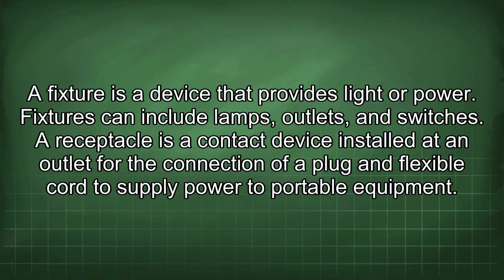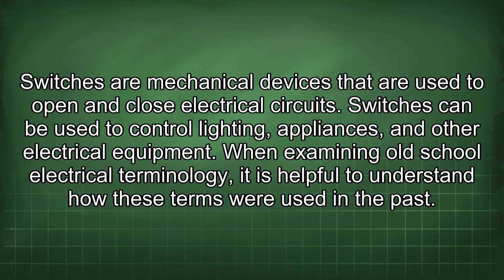A fixture is a device that provides light or power. Fixtures can include lamps, outlets, and switches. A receptacle is a contact device installed at an outlet for the connection of a plug-in flexible cord to supply power to portable equipment. Switches are mechanical devices that are used to open and close electrical circuits. Switches can be used to control lighting, appliances, and other electrical equipment.